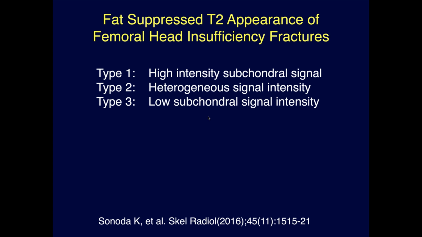So this was a study in Skeletal Radiology, which looked at the fat-suppressed T2 appearances of the femoral head in what they called insufficiency fractures, and they divided them into three types. Type 1 was high signal intensity within the subchondral bone. Type 2, heterogeneous signal intensity. Type 3, low signal intensity within the subchondral bone.